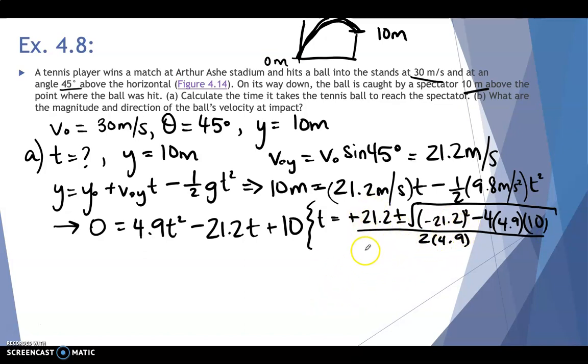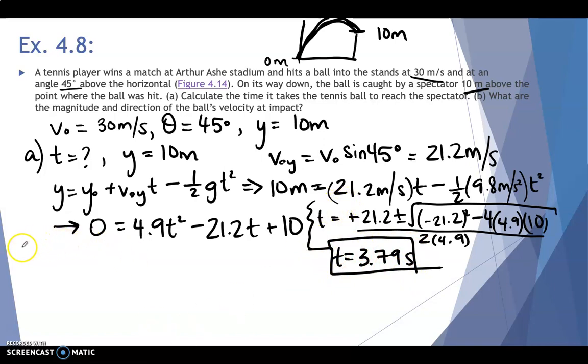Now, solving this, we'll get 3.79 seconds. So that will be the time at which the ball is caught. Remember that there is a plus or minus here. If I were to take the negative in this case, I would have got a negative time. We don't have negative time in this physical case, so this will be the time we take, 3.79 seconds.